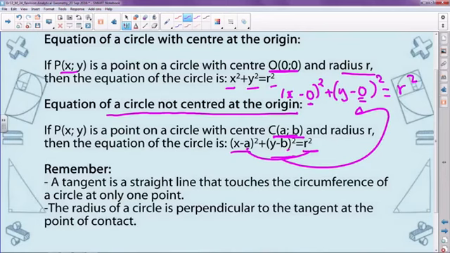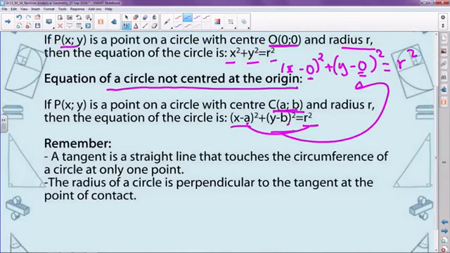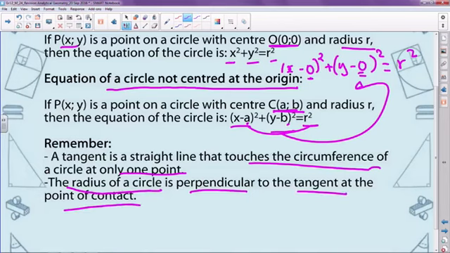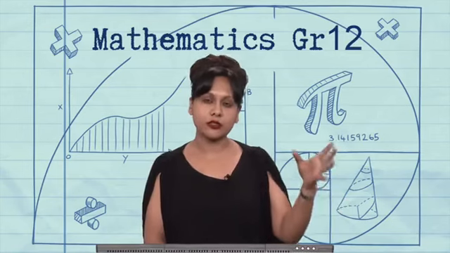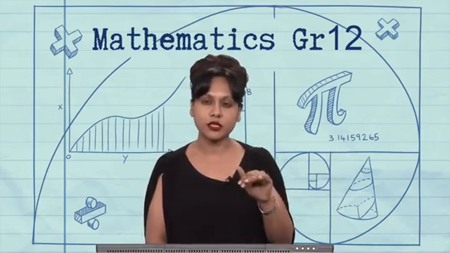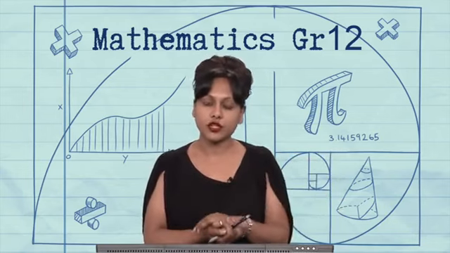Another important thing that you learn is that a tangent is a straight line that touches the circumference of the circle at only one point. An important geometric concept that we use in analytical geometry is that the radius of a circle is perpendicular to a tangent at the point of contact. And certainly in some of the questions we're going to do today, we are going to use that theorem from Euclidean geometry. So it's one that you need to remember when you're dealing with this section as well.